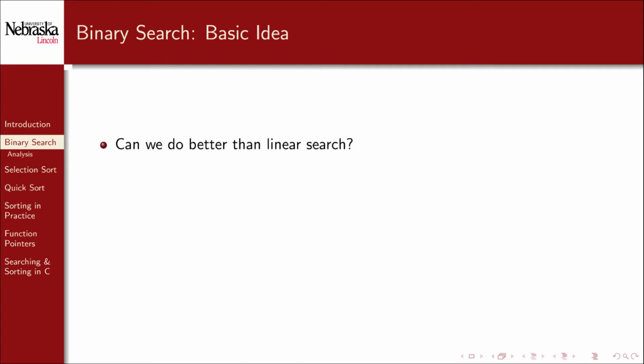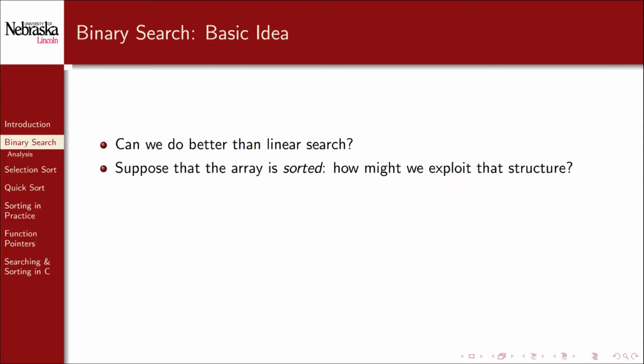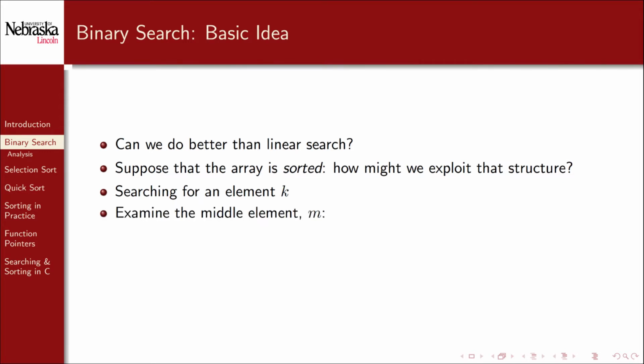So can we do better than linear search? Meaning, is there a potentially more efficient way to search through an array? Well, suppose that the array were sorted. How might we exploit this structure? Again, we're searching for a key element k. To start, let's examine the middle element, call it m. If we get lucky and m matches our key, then we're done.